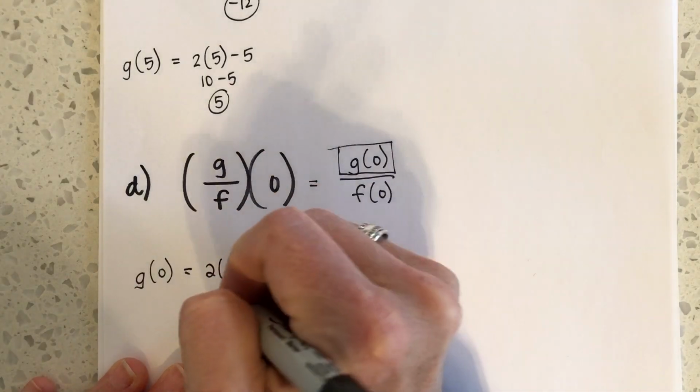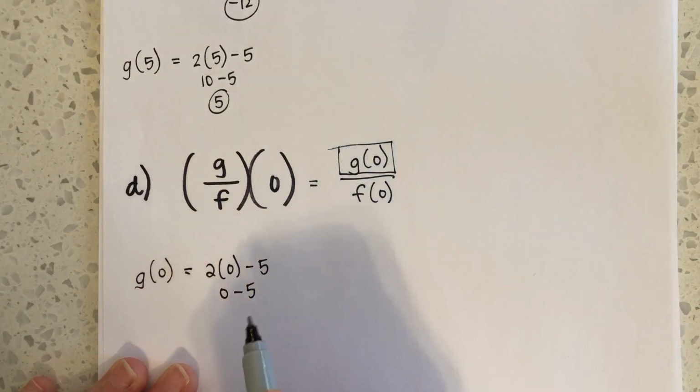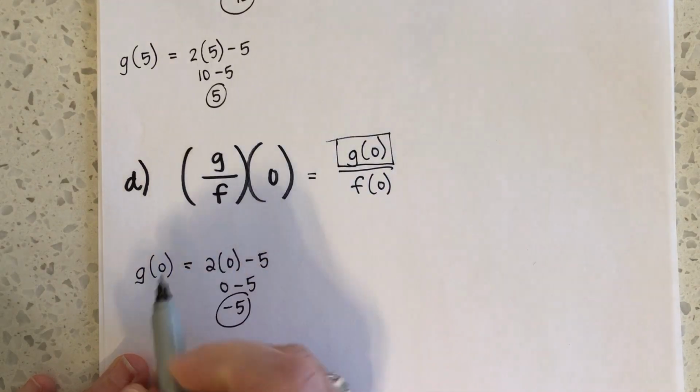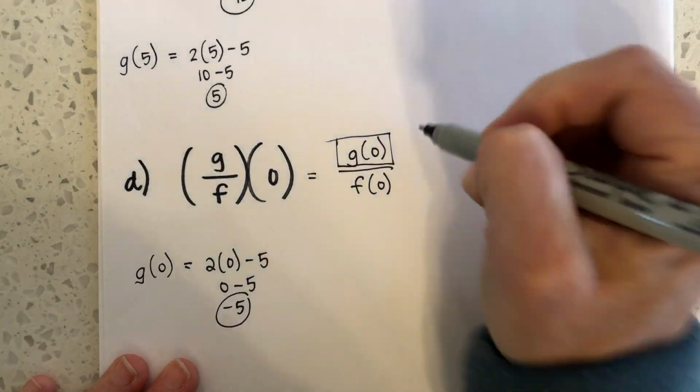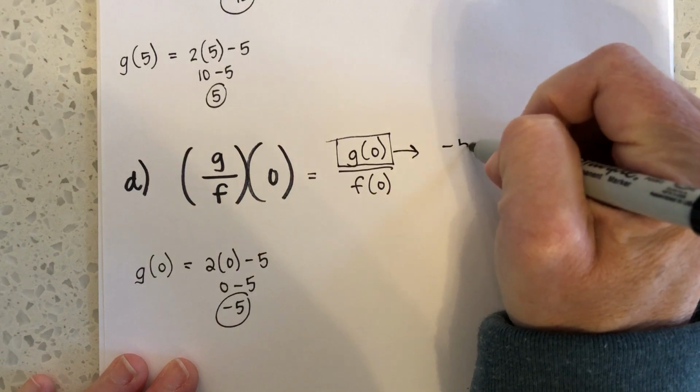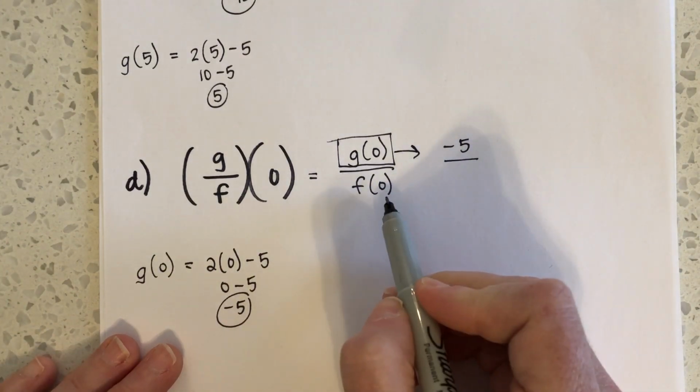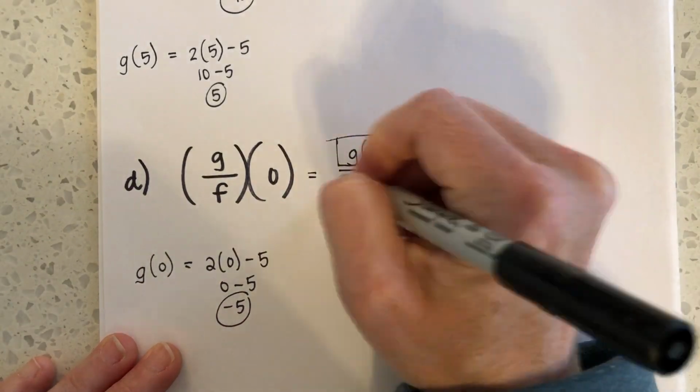So that's going to be 2 times 0 minus 5. Well, 2 times 0 is 0. Bring down the minus 5. 0 minus 5 is negative 5. Okay, so g of 0 is negative 5. I have to divide it by whatever I get for f of 0. Well, now we got to find out what f of 0 is.